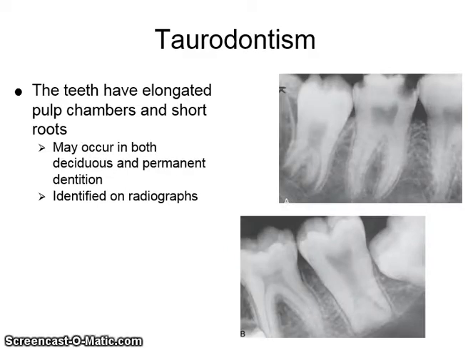Taurodontism is where the teeth have elongated pulp chambers and short roots. It may occur in both the deciduous and the permanent dentition. It is usually identified on radiographs. Here is one example, and here is another.